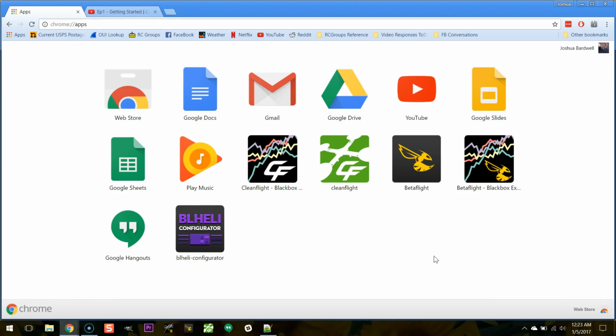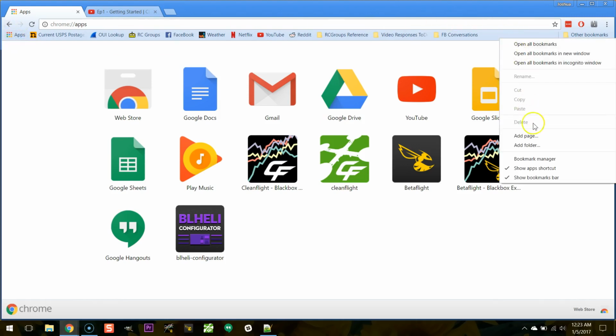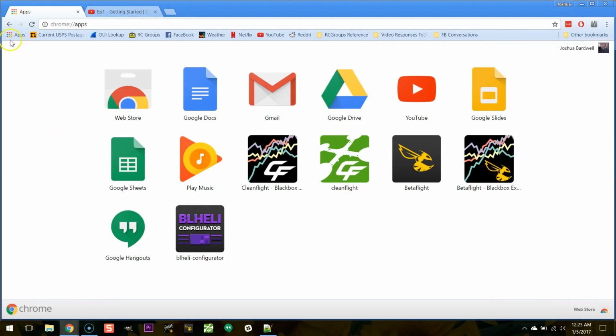In this video, we're going to open our first log file, and we're going to do some very basic interpretation of the data that we see. So here I am in my Chrome apps view. I got there by clicking this apps button, and if you don't have that button, well, there's a way to turn it on, right? Show apps shortcut right there. Turn that on if you don't have it. So I'll hit that, and here I am, and I've got the Betaflight BLACKBOX Explorer app installed.